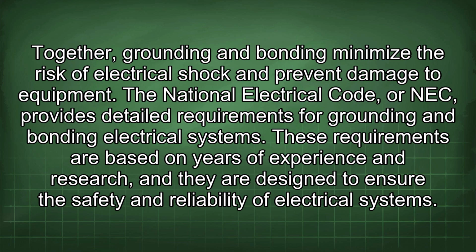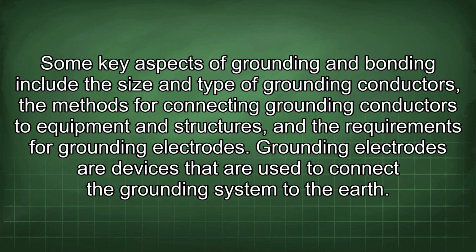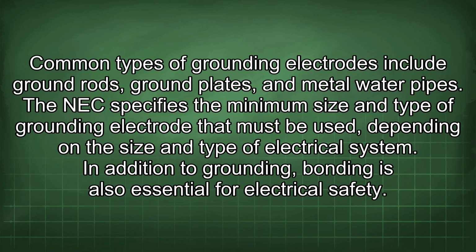These requirements are based on years of experience and research, and they are designed to ensure the safety and reliability of electrical systems. Some key aspects of grounding and bonding include the size and type of grounding conductors, the methods for connecting grounding conductors to equipment and structures, and the requirements for grounding electrodes. Grounding electrodes are devices that are used to connect the grounding system to the earth. Common types of grounding electrodes include ground rods, ground plates, and metal water pipes.